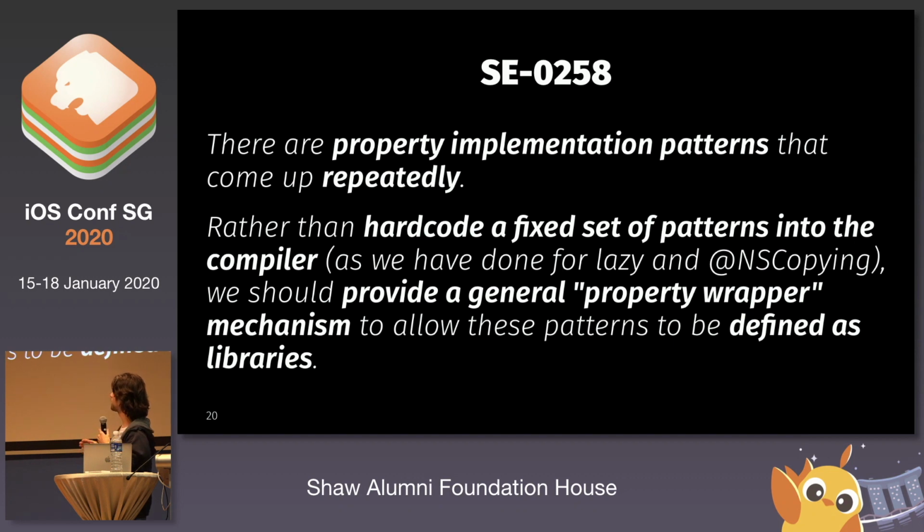It states that there are property implementation patterns that come up repeatedly in our code. And rather than having some fixed set of hard-coded patterns, like the keyword lazy or the attribute NSCopying, which are hard-coded in the compiler, it would be actually nice to have a general property wrapper mechanism that would allow us to implement these patterns as libraries that we can define ourselves and reuse throughout our code bases.